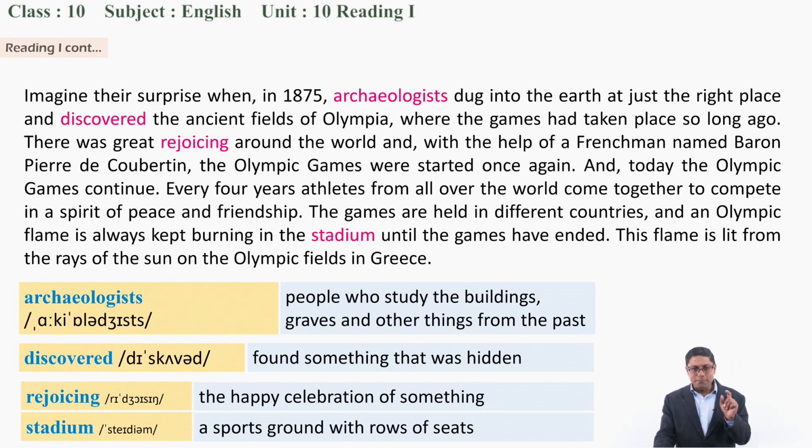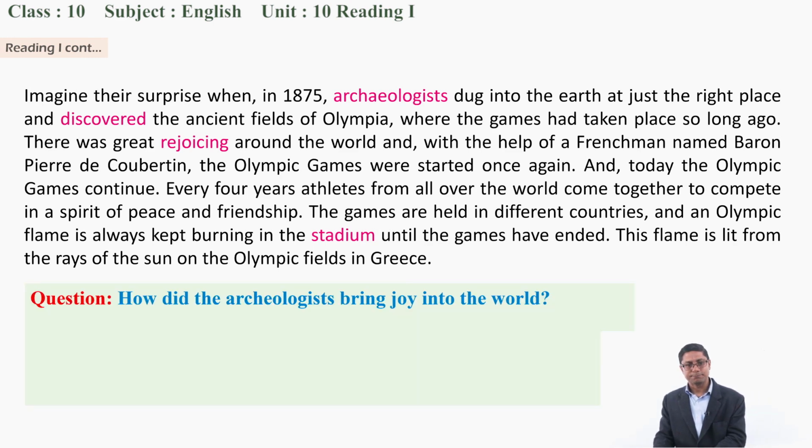See there, the flame is brought from Greece and it is lit with the help of the rays of the sun, okay, not with matchsticks and matchbox. It's from the rays of the sun. The flame is lit and it's kept in the stadium throughout the match.